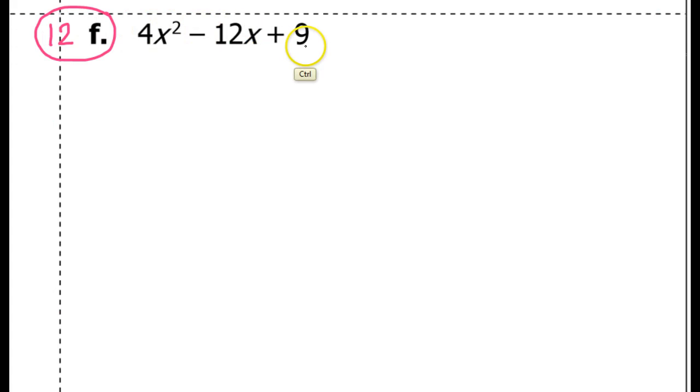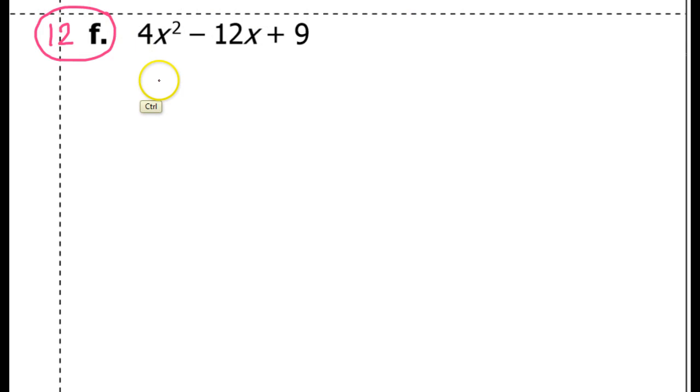4, 12, 9. What divides into all of these? Nothing. What about variables? Nope, no variables on the last term. So, there is no GCF on this problem. But that doesn't mean it's unfactorable. So, we just move on with the box method.